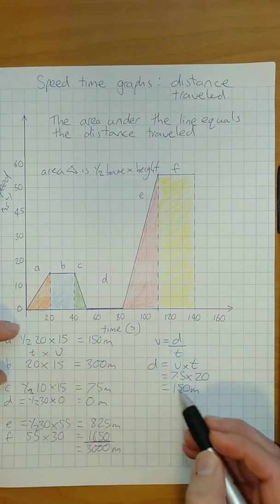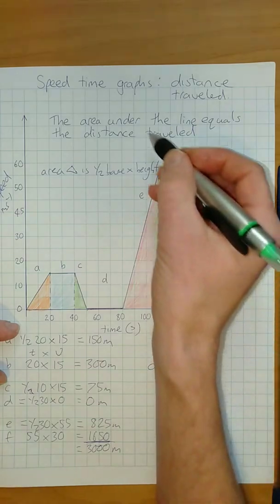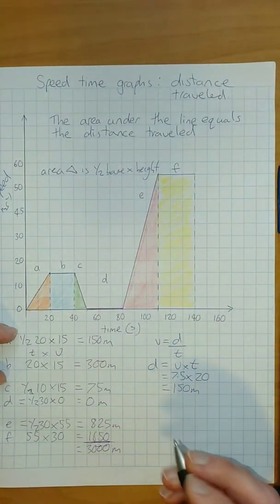So you can think about it using the physics formula, or you can use this rule that the area under the line equals the distance travelled.